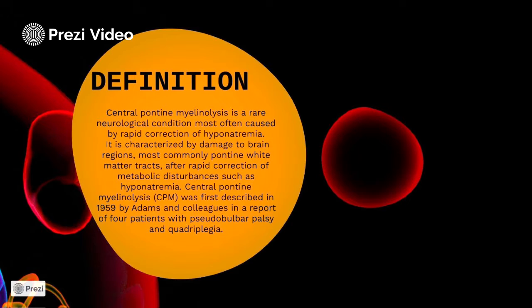Central pontine myelinolysis was first described in 1959 by Adams and colleagues in a report on patients with pseudobulbar palsy and quadriparesis.